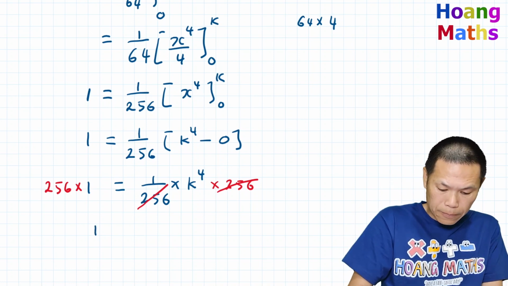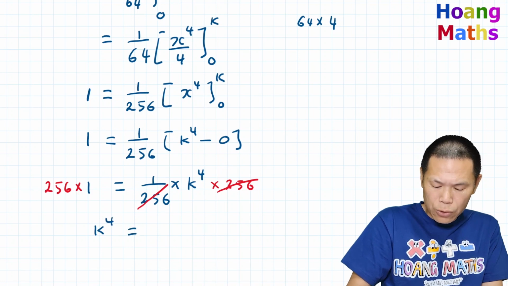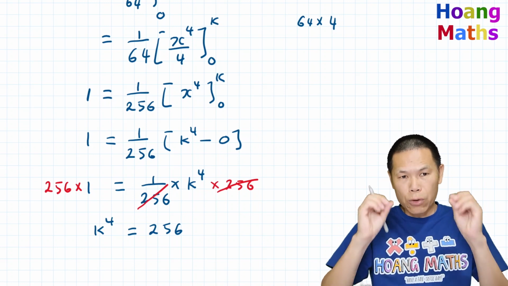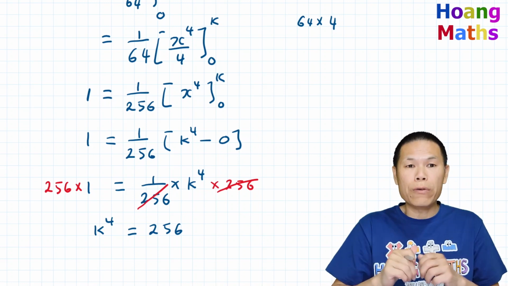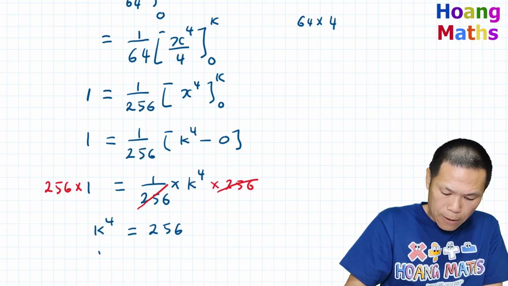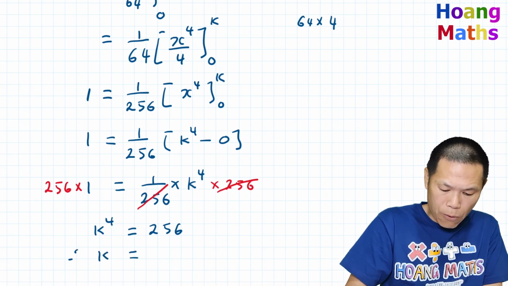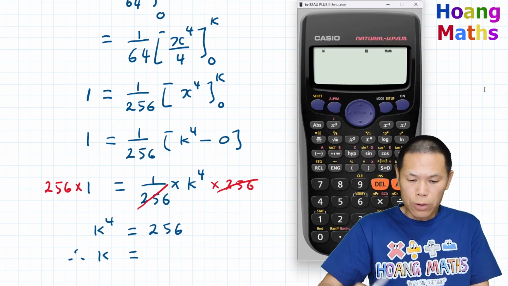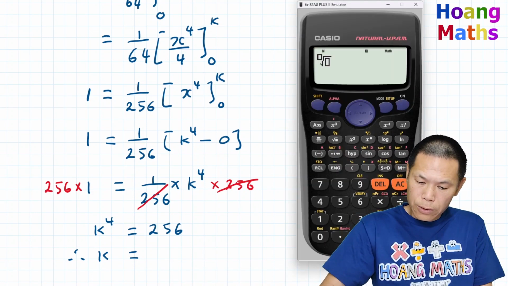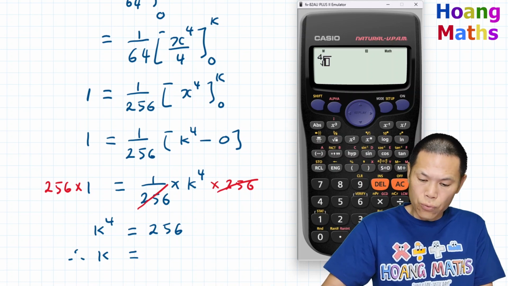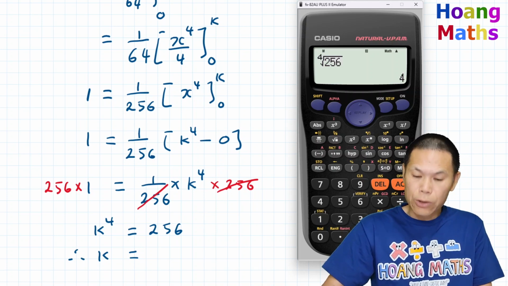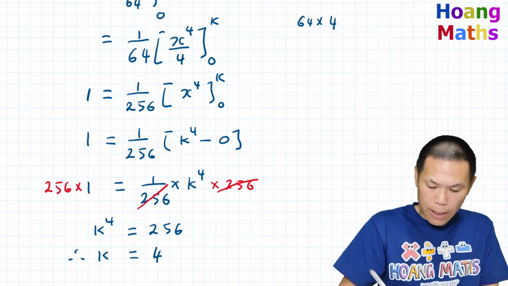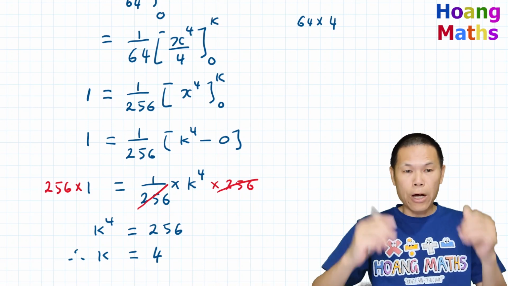So k power 4 is 256. Now to solve for k, we just take the fourth root of 256. So therefore k equals, I just put it in a calculator: 4 root of 256. So there you go. k is equal to 4. Therefore k is equal to 4. There you go.